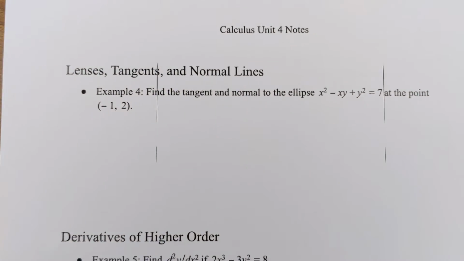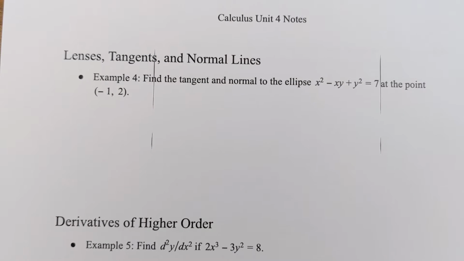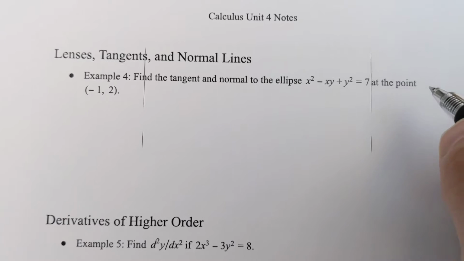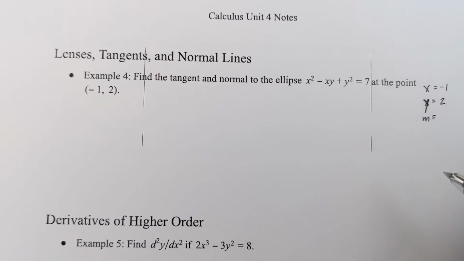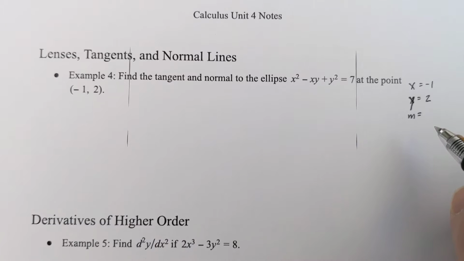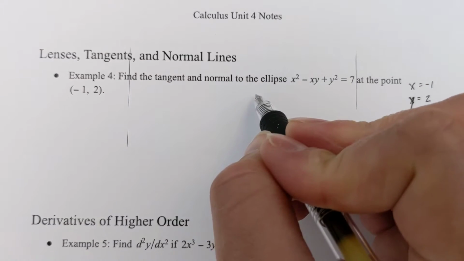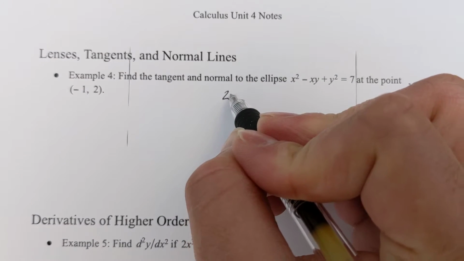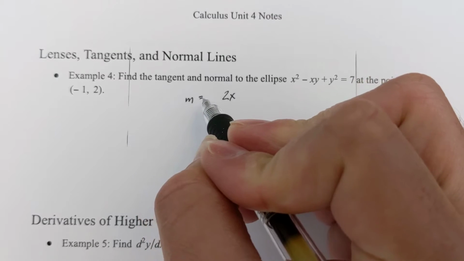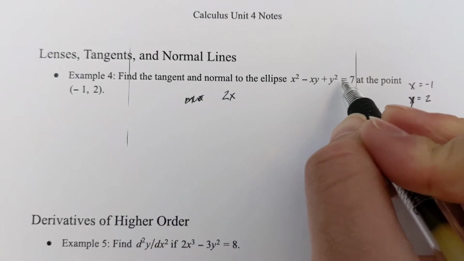Okay. So example 4 here says find the tangent and the normal to the ellipse at the point negative 1, 2. So I have my point, so I know my x value and I know my y value, but I do need the value of the slope. So slope is the derivative, so take the derivative of this. We don't need to write m because we have an equal sign already.